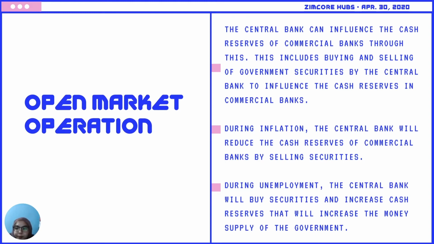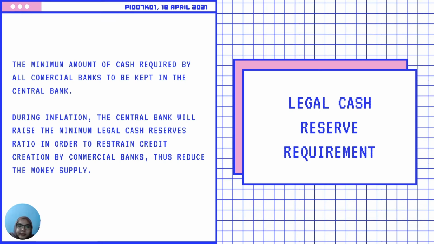During inflation, the central bank will reduce the cash reserves of commercial banks by selling securities so that it will decrease the money supply of the government. And during unemployment, the central bank will buy securities and increase cash reserves that will increase the money supply of the government. The next instrument is legal cash reserve requirement.